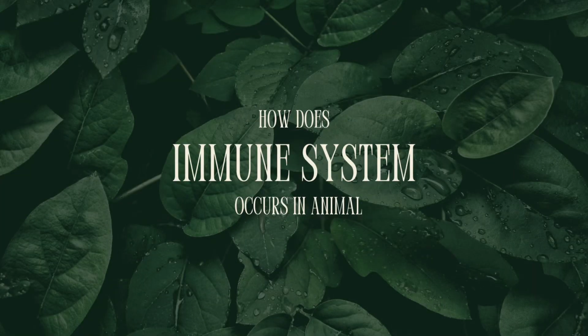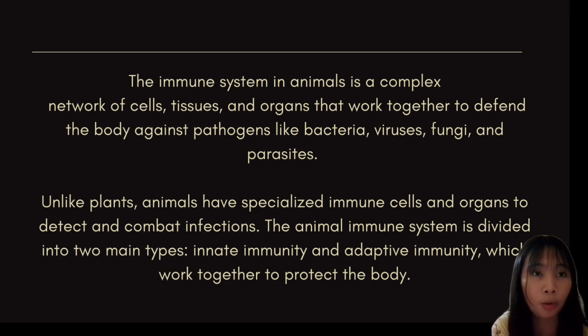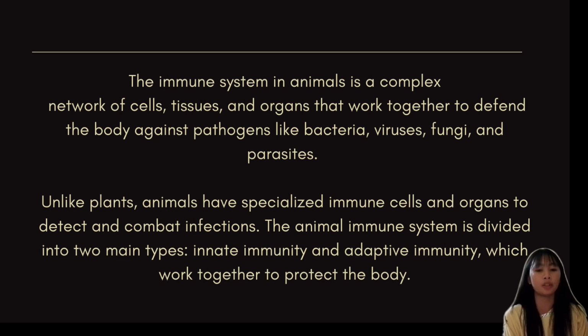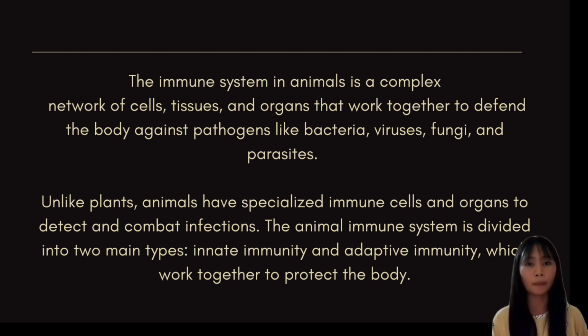We are done discussing how the immune system occurs in plants. So now we're going to discuss how the immune system occurs in animals. All animals possess a primitive system of defense against the pathogens to which they are susceptible. Unlike plants, animals have specialized immune cells and organs to detect and combat infection. So here's the thing: while plants have their own defense mechanisms, animals have a much more complex and specialized immune system. Let's do a summary.